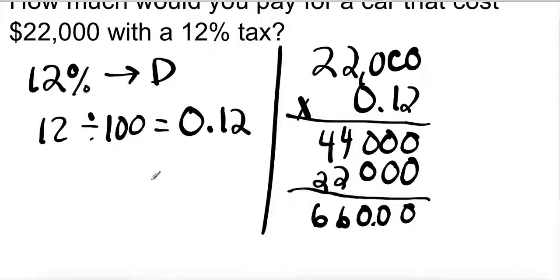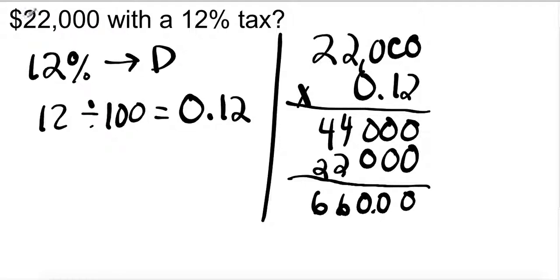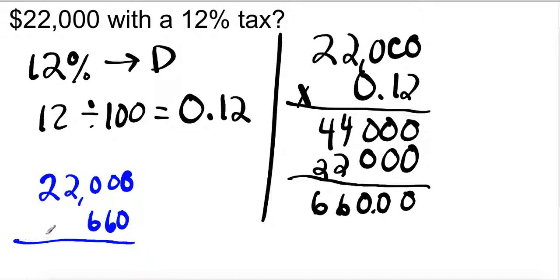Next, we need to find the total. So what we're going to be doing is adding our subtotal along with our taxes. So I'm going to do that in a different color so we can tell the difference. So I have my $22,000. I'm going to add 660. So I'm going to see the total cost for the vehicle will be $22,660.